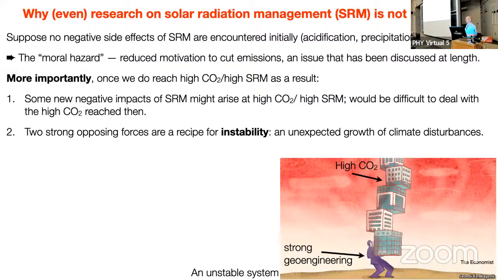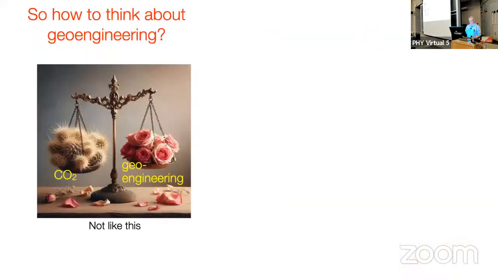But I think the other problem, so my variant of this moral hazard, is that you have strong geoengineering and you have high CO2 and you're trying to balance the two. This is meant to explain to people what instability is, but you all know what instability is. So you might have a system that becomes unstable. Two large balancing forces is a recipe for instability. And the instability could mean that something might happen at that point that can't be anticipated, right? That's sort of the problem.